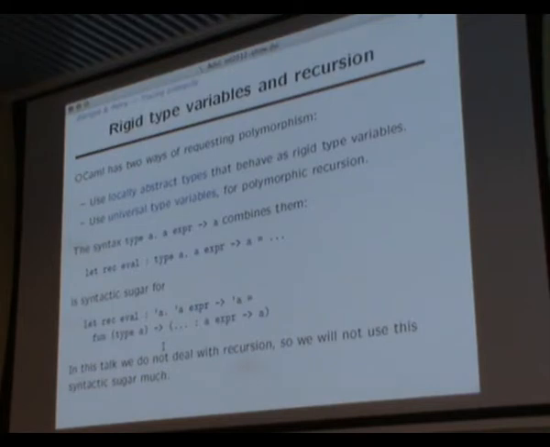But in this talk we are talking about type inference, and we will not really deal with recursion in the examples, so I will not use this syntactic trigger much. We will mostly see these type a things, which are really this one. There's no real distinction.